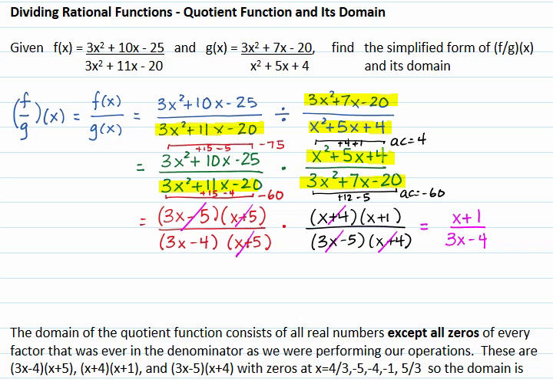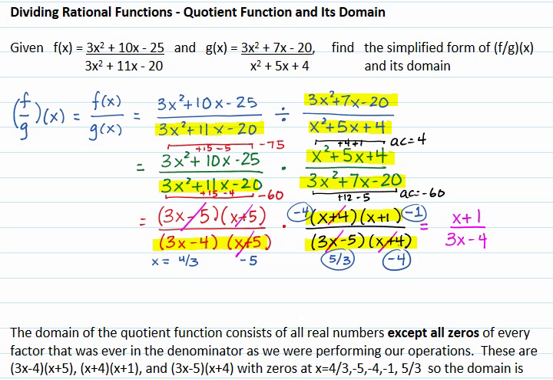So the factored form of these expressions are 3x minus 4, x plus 5, x plus 4, x plus 1, and 3x minus 5, x plus 4. And the zeros of those factors are 4/3, -5, -4, -1, 5/3, and -4.